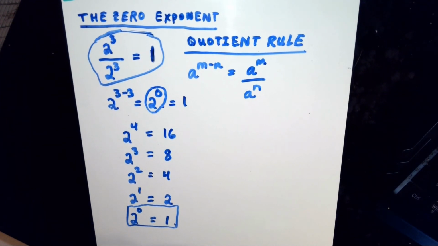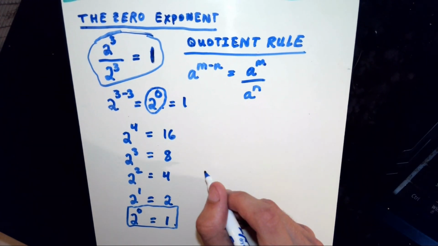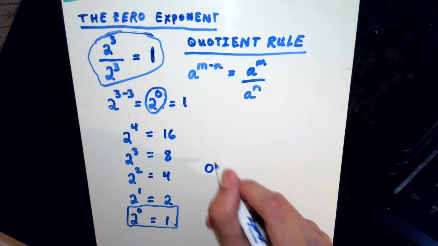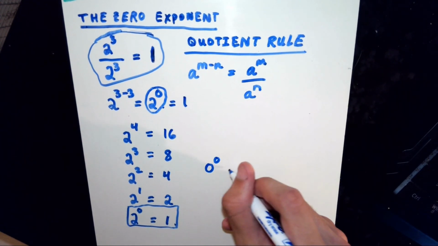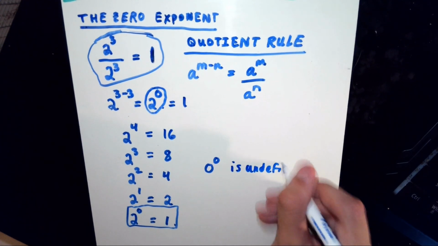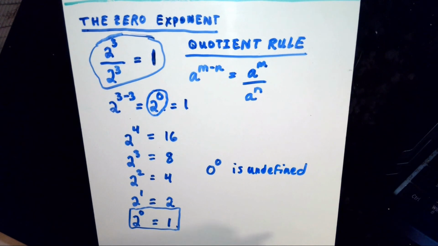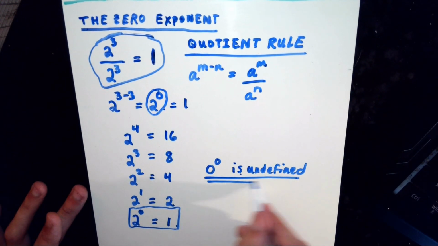The only extra nitpicky detail is what happens when you have 0 to the 0. For this class, we're just going to assume that something of this nature is undefined. Sometimes it's defined to be 1, but we're just going to say this is undefined and leave it at that.